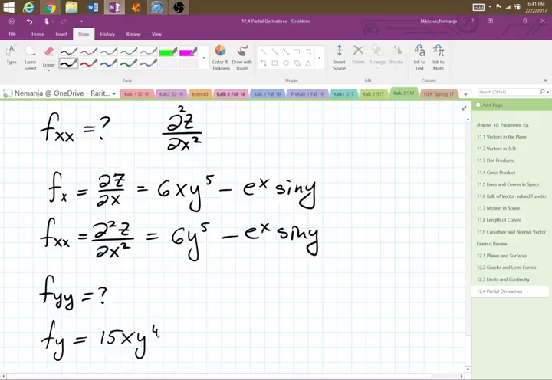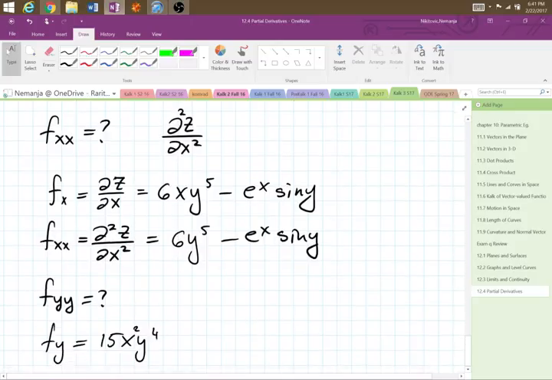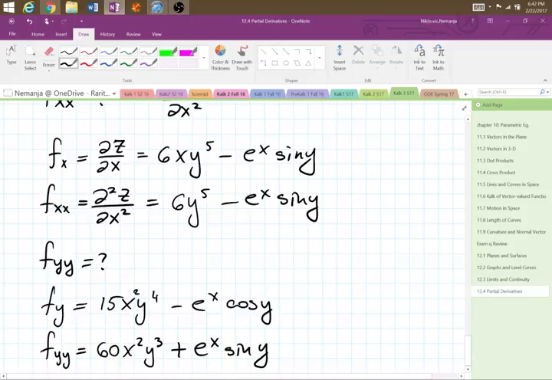(15xy to the fourth) or 15x squared? Thank you. Minus e to the x cosine y. Are we all green on this? Yes? Okay, good. And then we have the second partial derivative, which is 15 times 4. Awesome. X squared y cubed plus e to the x sine y. Good job.